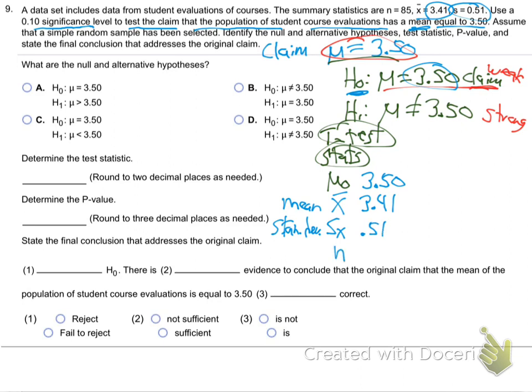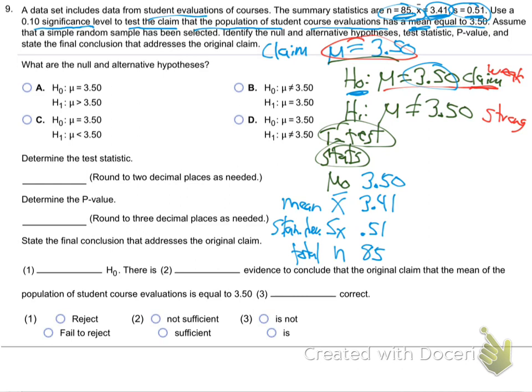Then it'll ask for N, which is always the total number of items in the sample. So this is a sample. They took a sample of a bunch of student evaluations, 85 of them. The average score on the student evaluations was 3.41. The standard deviation, the average distance from the middle, was 0.51.